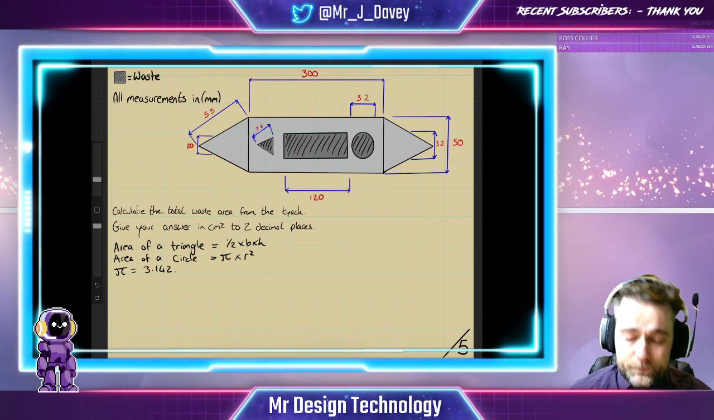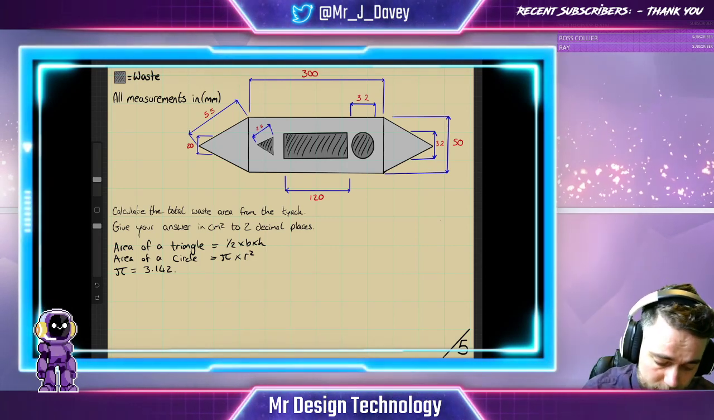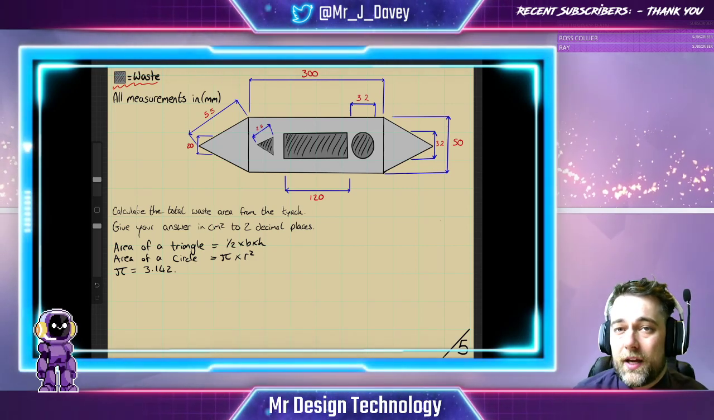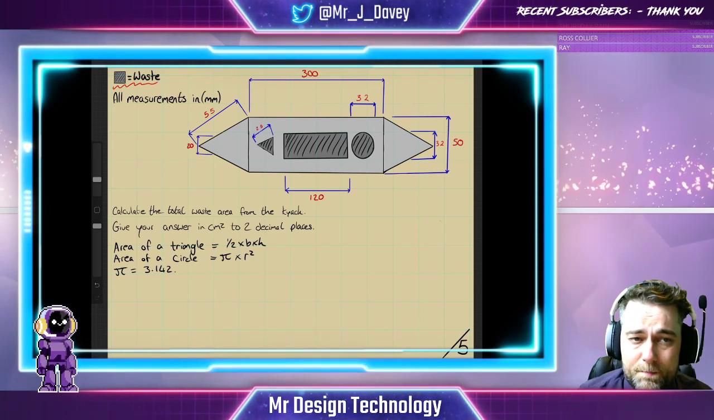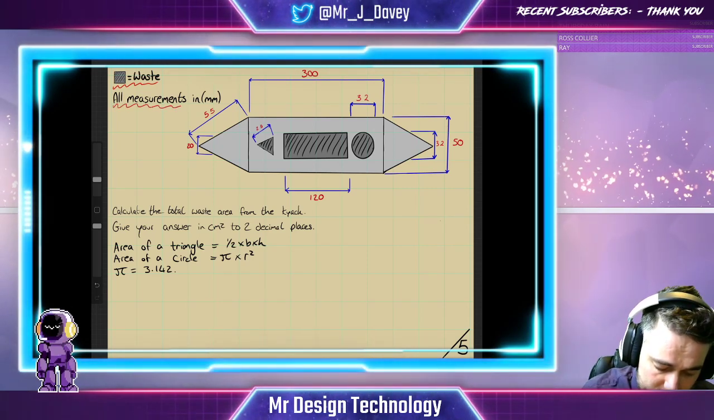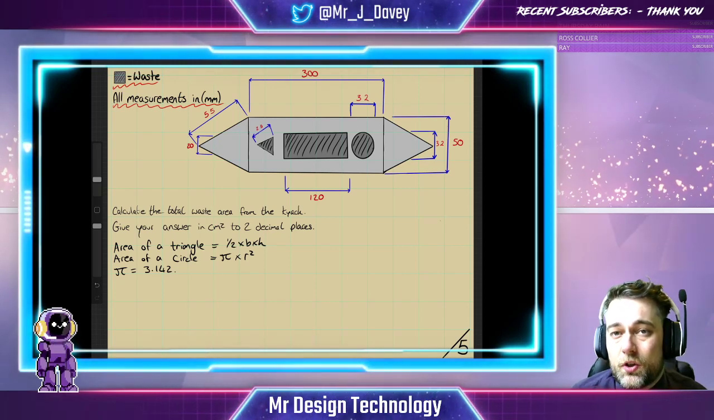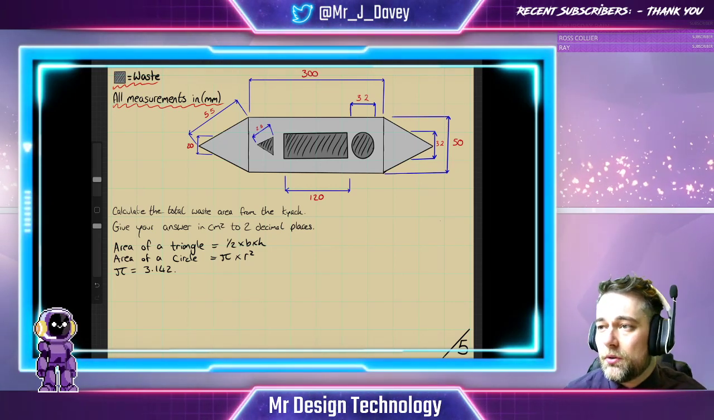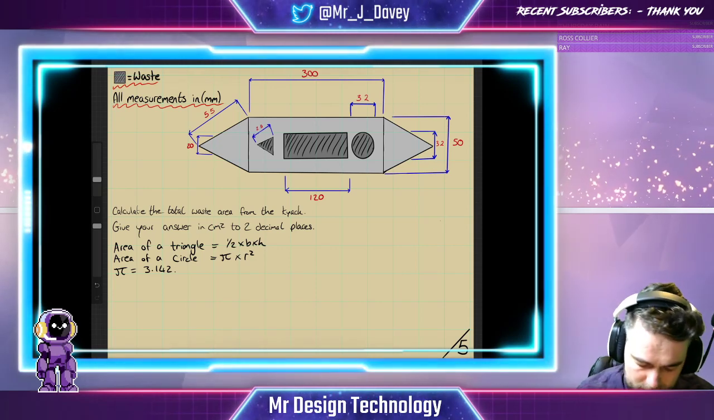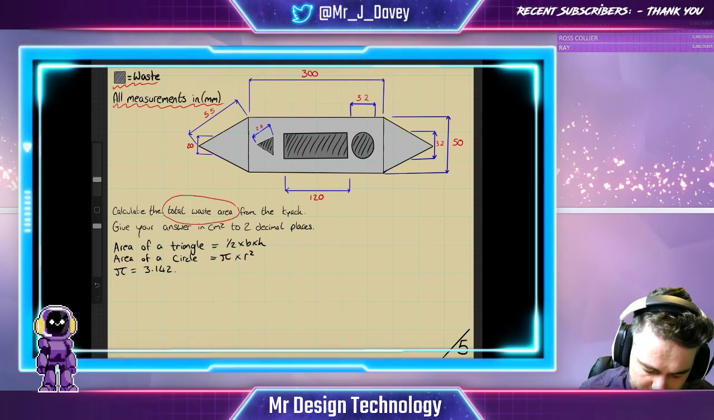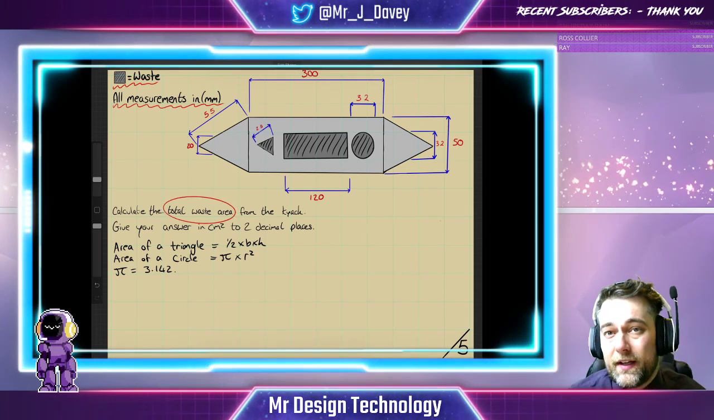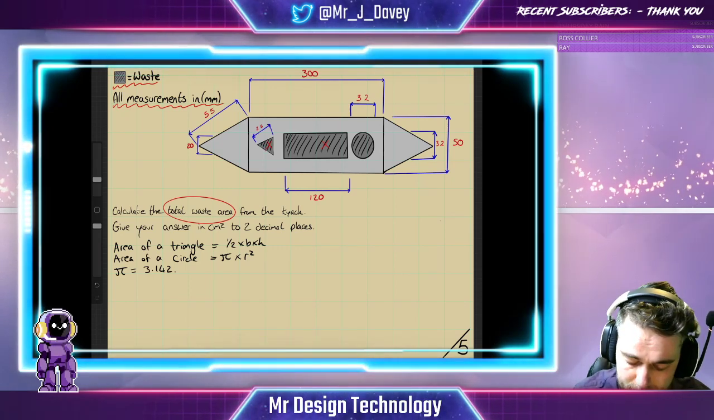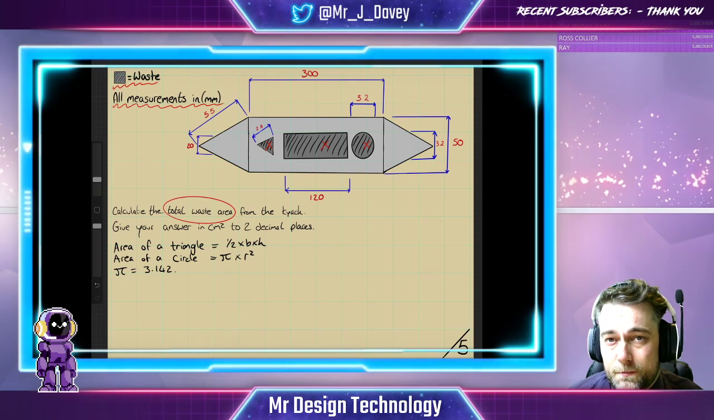So, let's start off. The first thing we're going to do is read through the question. I can work out here that the waste is denoted by those hashed grey parts on the diagram. And I can also work out that all the measurements are currently set in millimeters. Now the question reads, calculate the total waste area from the kayak. This is really important because it says total waste area. So I don't need to be worried about calculating the total area, I just need to know what the waste is. And we know that because it's this grey part on the illustration.